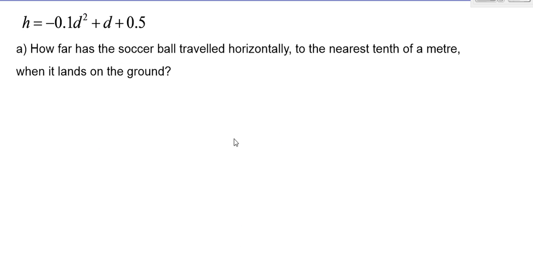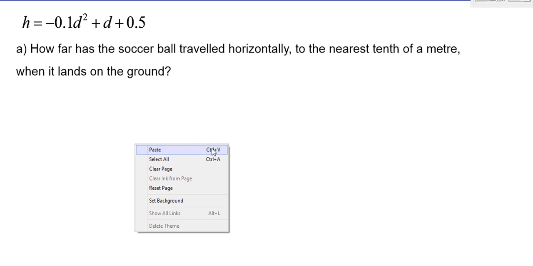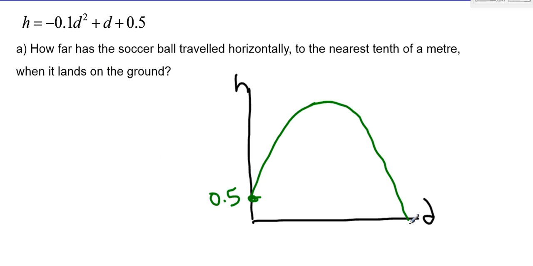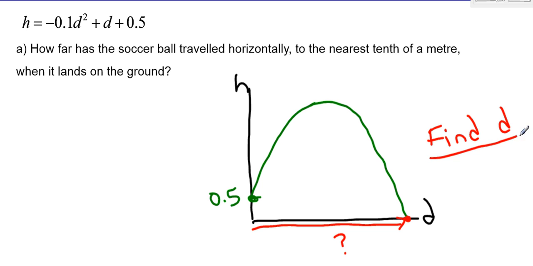So let's read part A. Again, there's the equation. It says, how far has a soccer ball traveled horizontally when it lands on the ground? So let's again look at that diagram. This question is asking us, when it lands on the ground, that's right here. So when it lands on the ground, how far has it traveled? So in other words, find D. How far has it traveled horizontally says find D.